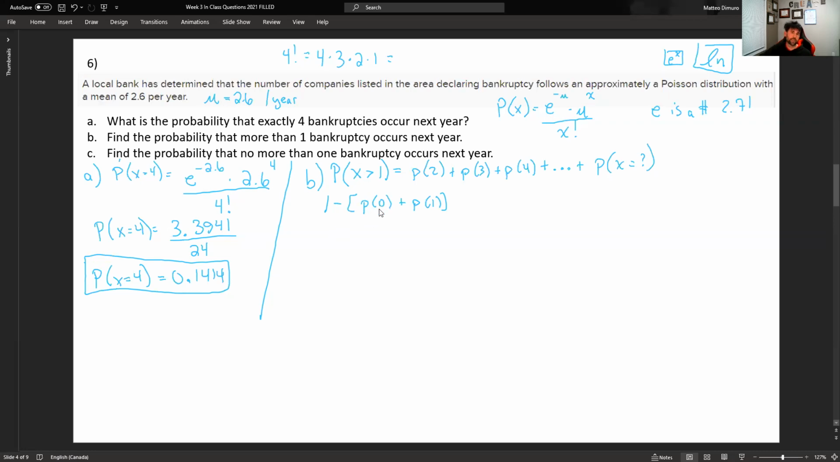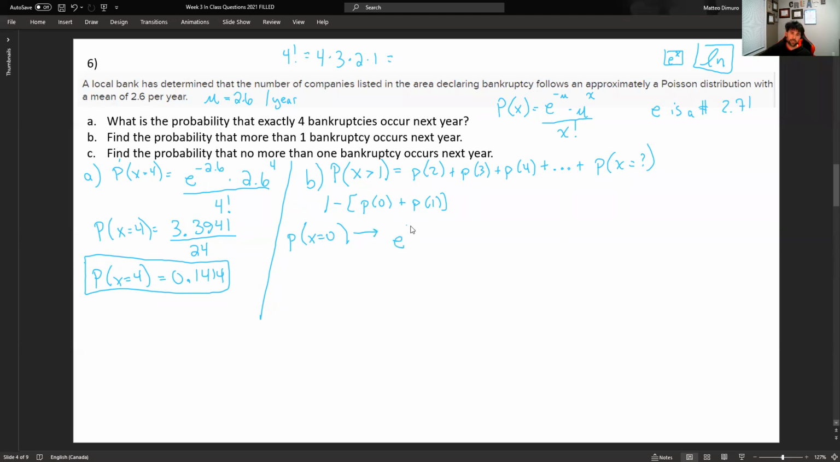So as long as we can find the probability of 0 and the probability of 1, we'll be able to figure out this answer right here. So all that means is that I've got to do this same formula twice, once using X equals 0, and then once using X equals 1. Okay, so let's see if I can squeeze it in right here. So for X equals 0, let's do that one first.